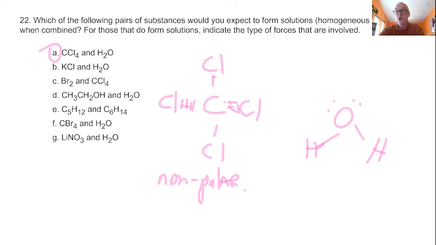Dispersion? Dispersion, that's it. Because there's no net dipole, the only interactions it can have is sort of like that induced dipole of a dispersion force. So that is the only one it can do, is dispersion.